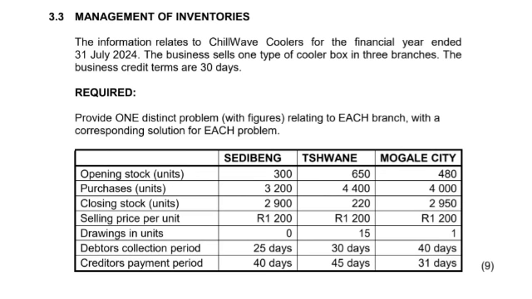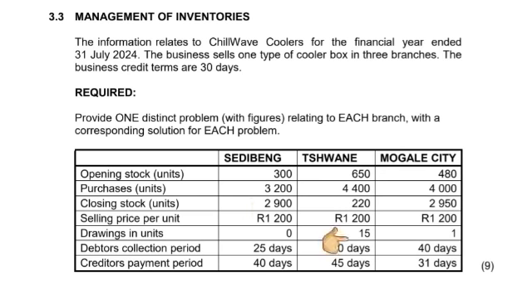So we have 3 branches: Sidibeng, Tshwane, and Mohali City. When I look at Sidibeng, to start with, I'm seeing that I have opening stock of 300, purchases of 3.5, and a closing stock of 2.9. That is my first concern, because when I add my opening stock with my purchases, it gives me 3.5. When I minus the closing stock, it gives me 600.